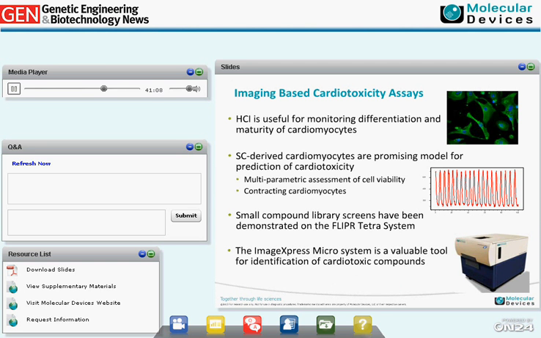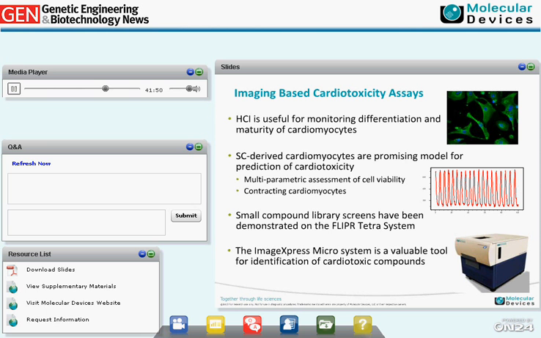We've shown that these are very promising models for doing predictive cardiotoxicity, either using multi-parametric cell viability assays or using the novel contracting cardiomyocyte assays, which show higher sensitivity to different compounds. We've done the small library compound testing using our FLIPR Tetra system. Those works should be published later this year. And we're seeing very good predictivity with that. And we're also working with a number of other collaborators, both in industry and academia, to really show the true predictive value of this assay.